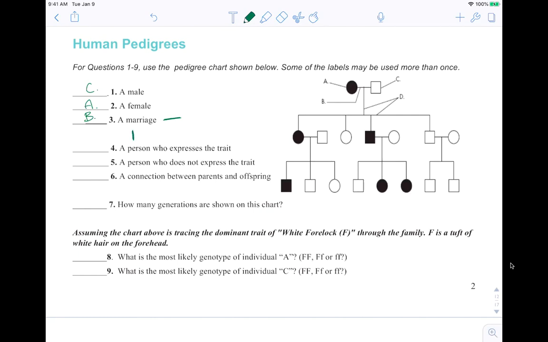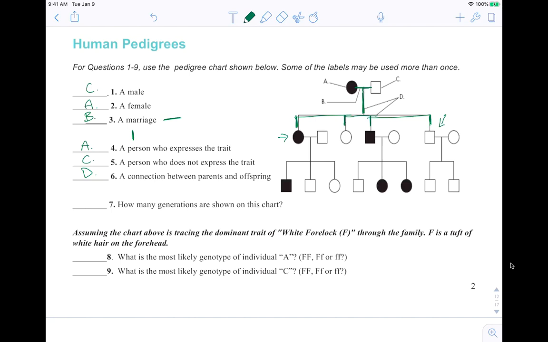So a person who expresses the trait is going to be A. They are always colored in. A person who does not express the trait is going to be C because they are not colored in. A connection between the parents and the offspring is going to be D. It's showing you this vertical line that this is mom and dad, and then they had these children. They had a daughter, they had a son, and actually she's the oldest and he's the youngest. That's how that works.